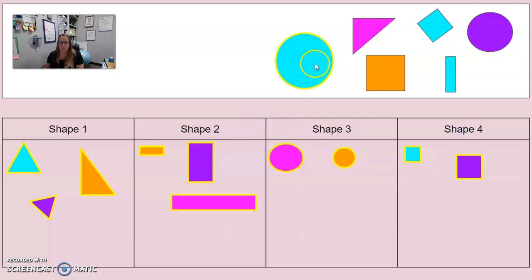All right, next shape. This one, it's going to go where? Hold up your fingers. 1, 2, 3, or 4. Where's it going to go? Hopefully you said shape 3.